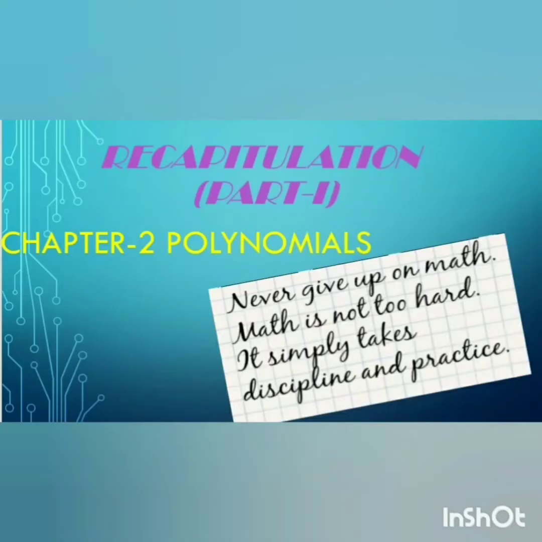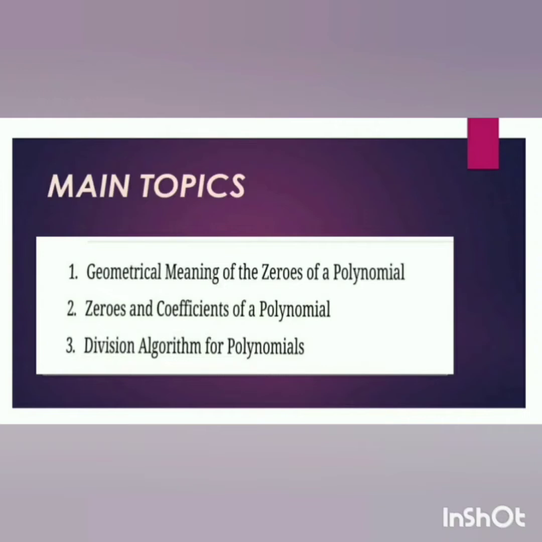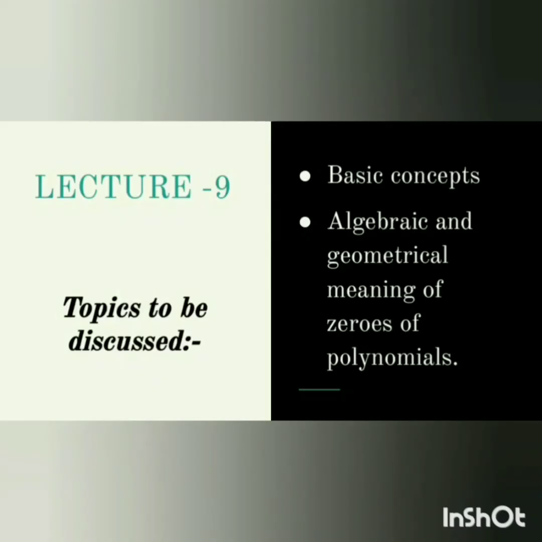So here we will do recapitulation of chapter number 2, and this is part 1. As you know, this chapter comprises three topics, that is geometrical meaning of zeros of polynomial, zeros and coefficients of polynomial, and the division algorithm. In this lecture number 9, I am going to discuss only two topics, that is basic concepts and geometrical meaning of zeros of polynomials.